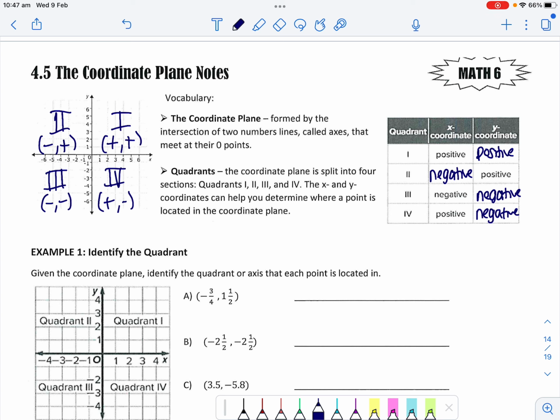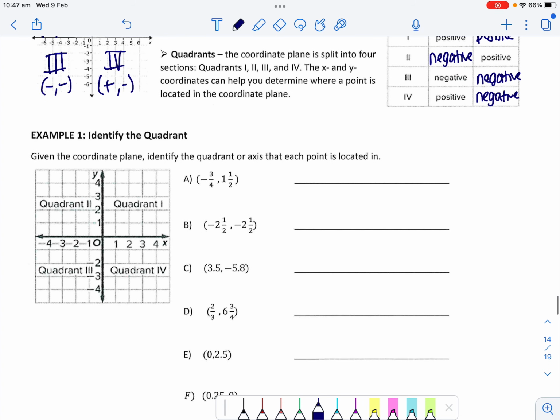So in this first example, we're going to be identifying quadrants. So where on the grid do these points fall without plotting them? So quadrant 1, again, is our plus, plus. Quadrant 2 is negative, plus. Quadrant 3 is negative, negative. And quadrant 4 is plus, minus.